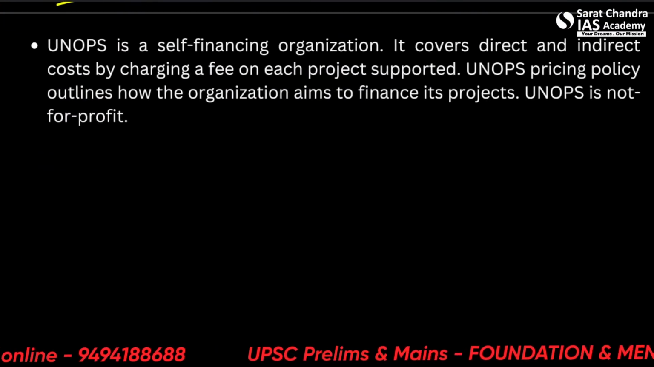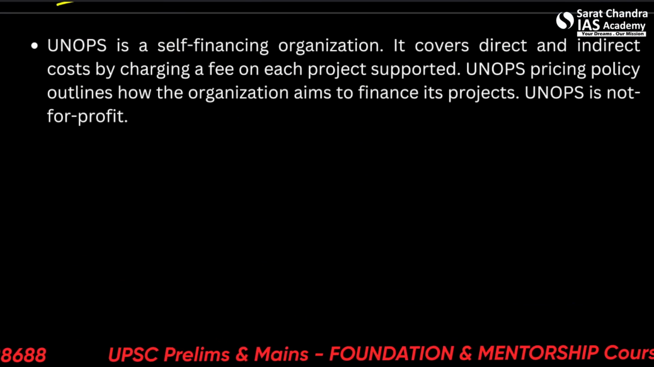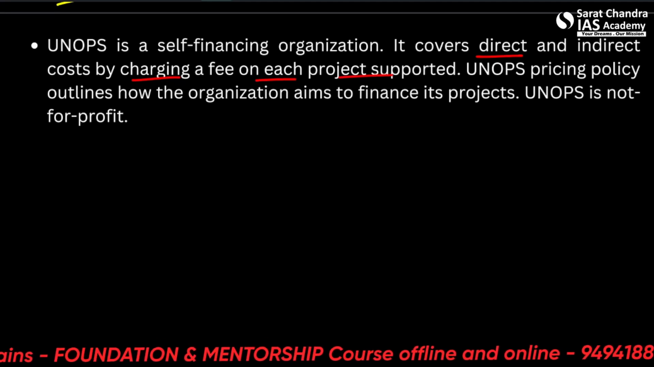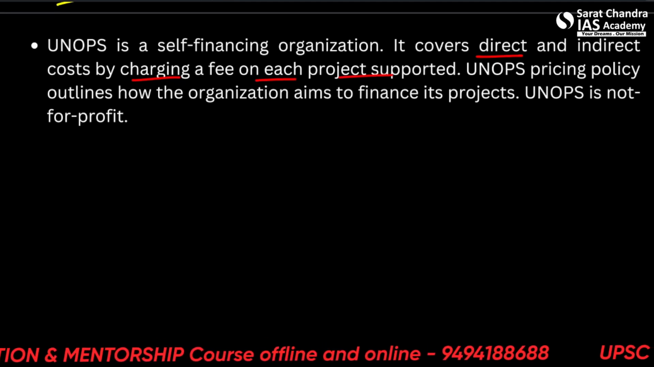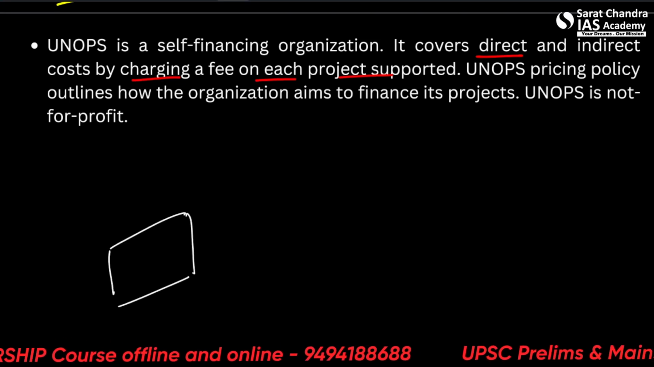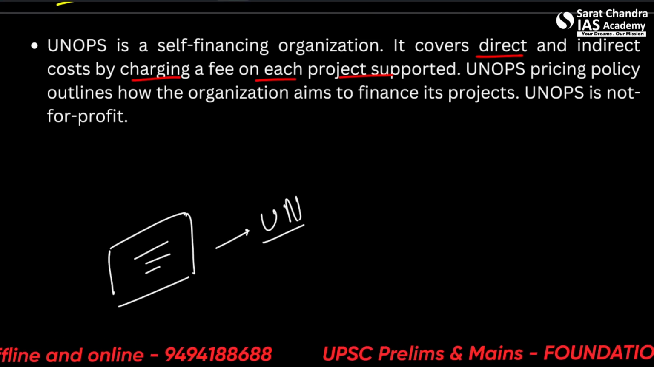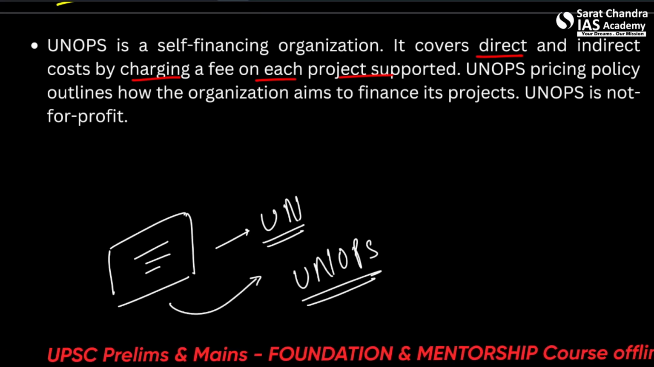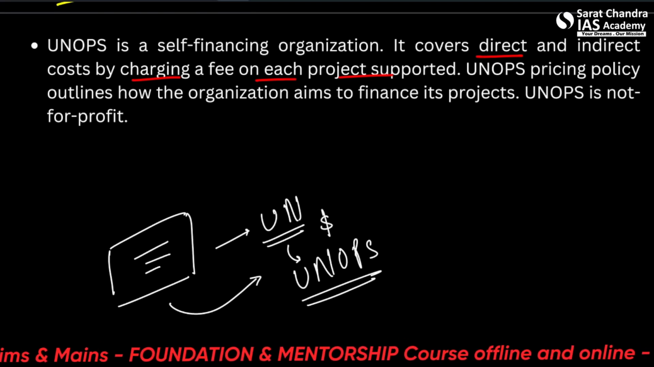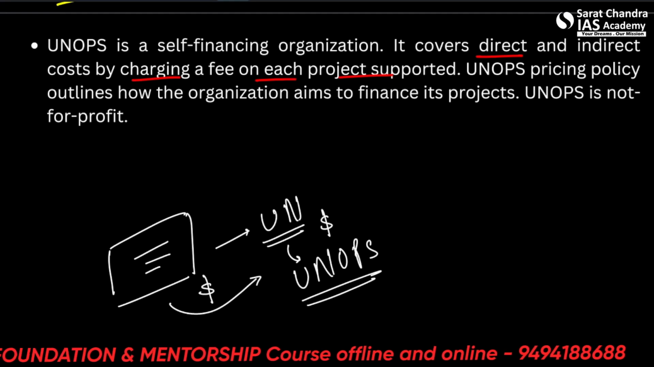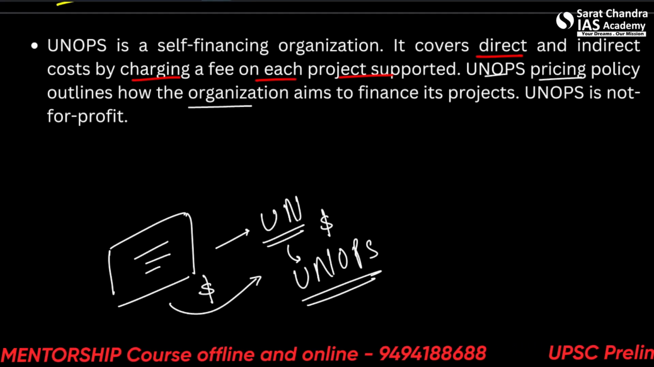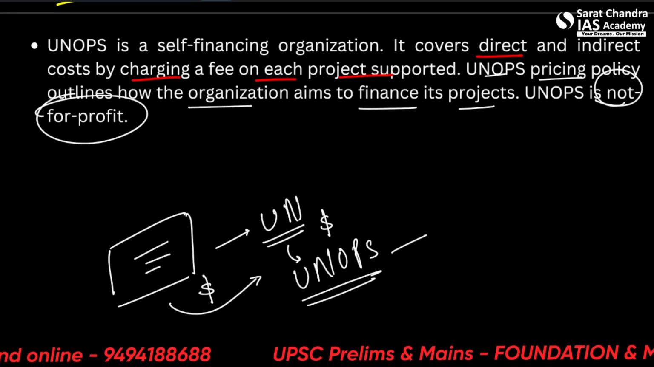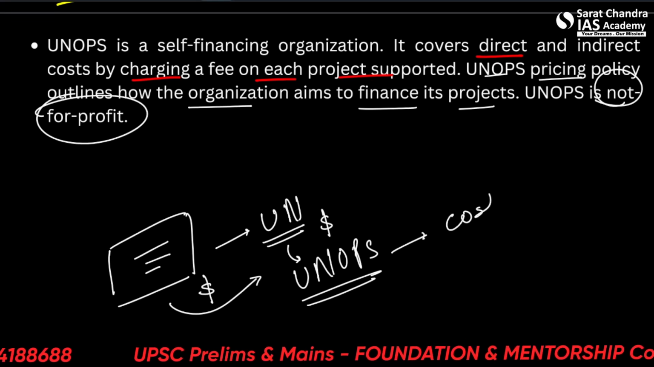So UNOPS is a self-financing organization. It covers direct and indirect costs by charging a fee on each project supported. Okay, so this organization also takes other charges, such as if a contract comes to the UN and the UN wants this project to be executed via UNOPS, it will take a charge from the UN body itself, or any other contractual agreements. UNOPS pricing policy outlines how the organization aims to finance its projects. UNOPS is not for profit. That means it works on the cost price.